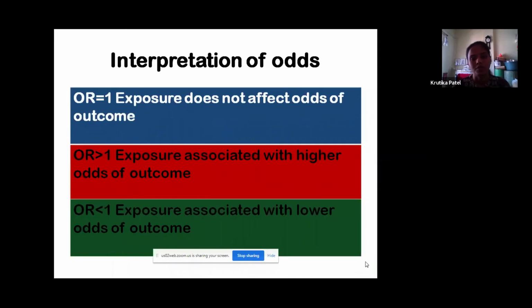Then the interpretation of odds ratio. If the odds ratio is equal to 1, this indicates exposure does not affect odds of outcome. If the odds ratio is greater than 1, this indicates exposure is associated with higher odds of outcome. If the odds ratio is less than 1, it indicates exposure is associated with lower odds of outcome.